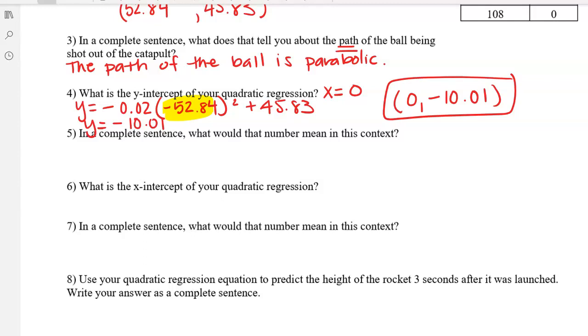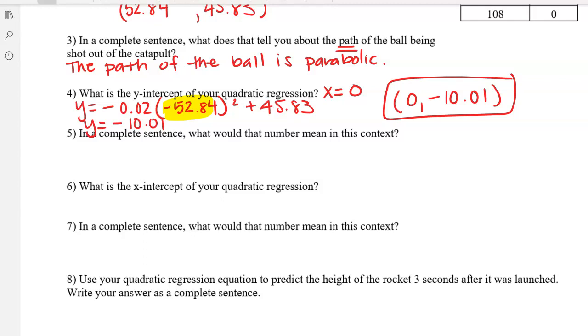X is 0. But what does it represent in this context? The distance from the catapult is 0. Where's the height? So I think it means when there is no distance from the catapult, when it's at the catapult, then it's negative 10.01. Okay, so in an application, we have to see if it makes sense, right, guys?